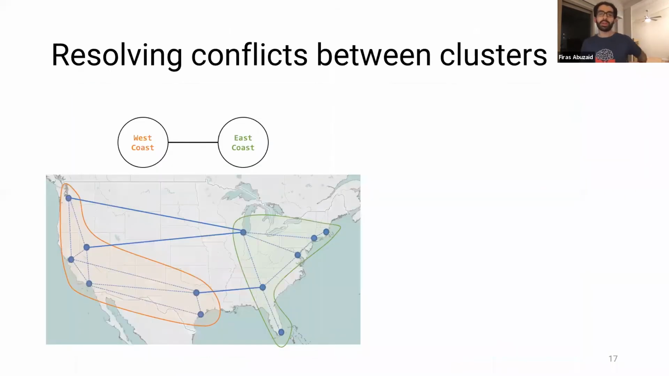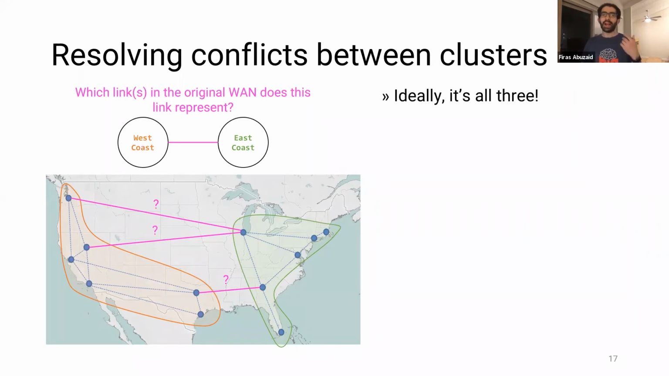Now, there's one final concern that we should discuss. Recall our topology with the West and East Coast clusters and the aggregated graph that we generated from that clustering. There's one detail I glossed over. What exactly does that single link in the aggregated graph represent? Is it the top link in the original WAN? Is it the bottom link, the middle link? This question is crucial because the ideal answer is that it's all three links bundled together.